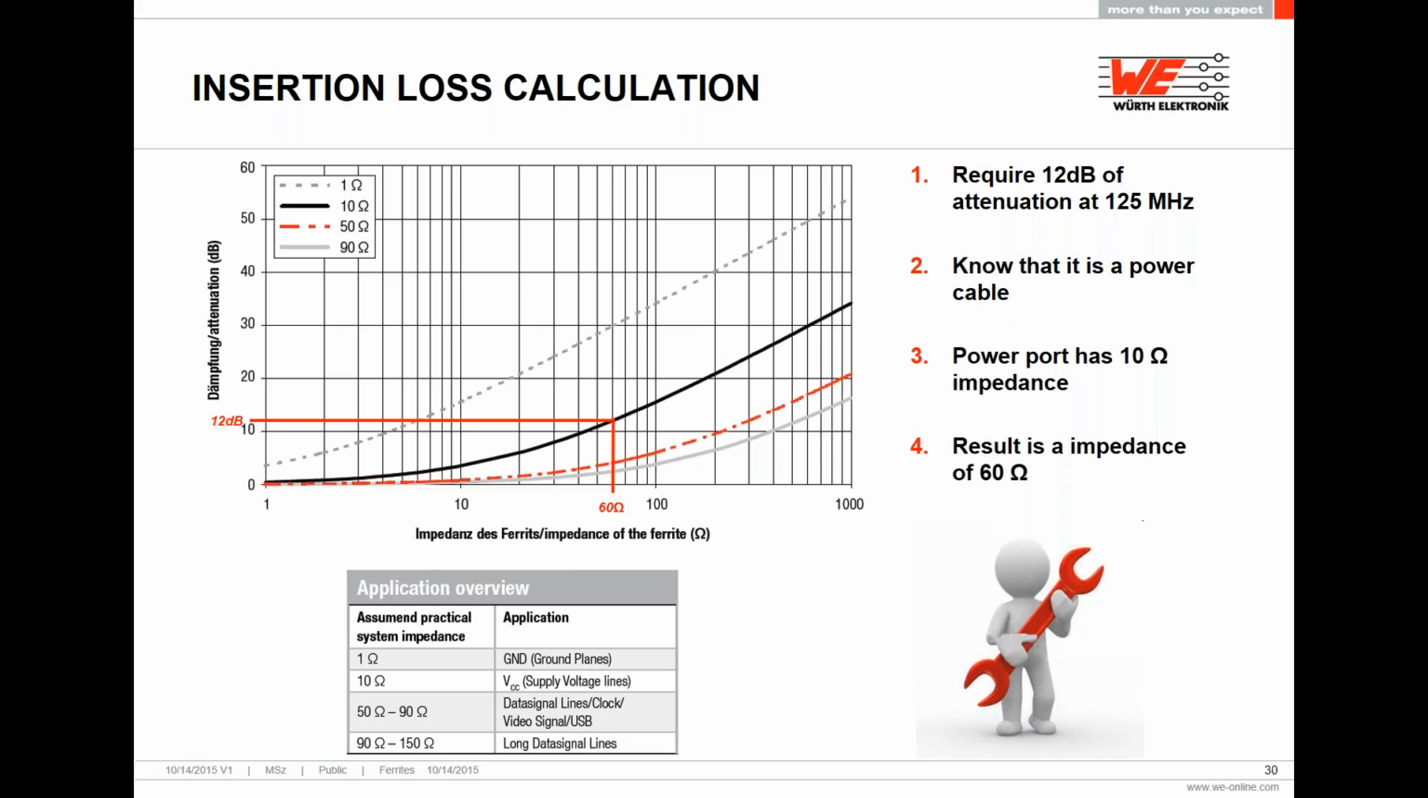You know you need 12 dB of attenuation. You know that it is a power cable with an impedance of 10 ohms. So therefore, you use the solid black line for the supply voltage applications in the nomogram. Follow it until it reaches 12 dB, and you find your result of a 60 ohms impedance requirement. As you can tell, we got pretty much the same result that we got using the mathematical equations, but this way is easier and faster.